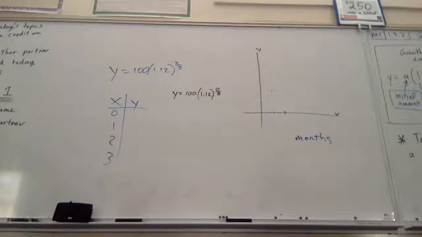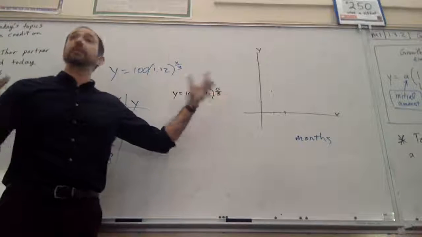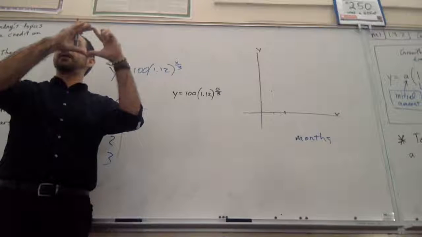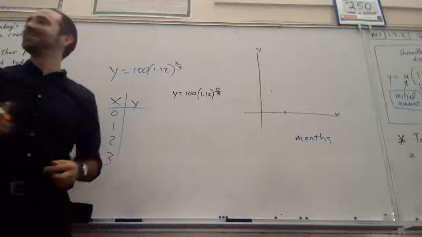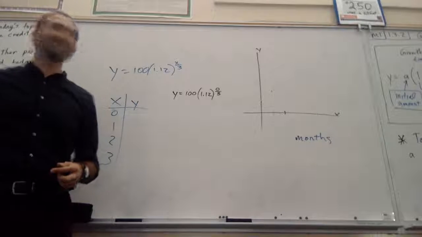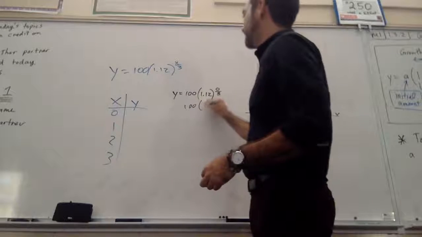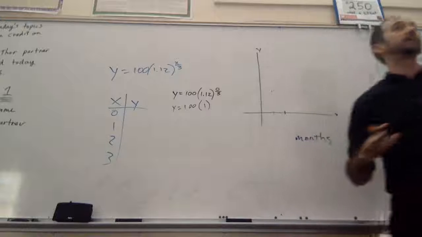All right, so what did I plug in first? 0 for x. What is 0 over 3? What does just that fraction give us? 0. Anything raised to the 0 power is 1. So all this right here is going to be 1. Anything to the 0 is 1.